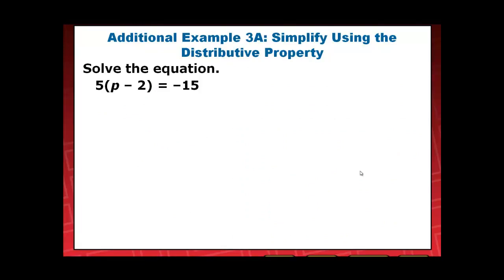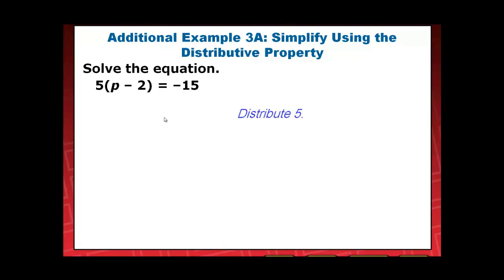Our second part here is to use the distributive property to solve the equations. We have here 5 multiplying b negative 2 equals negative 15. What we will do here? First, we need to solve inside the brackets. But inside the brackets, it's unlike terms. So how we will add them or subtract them?